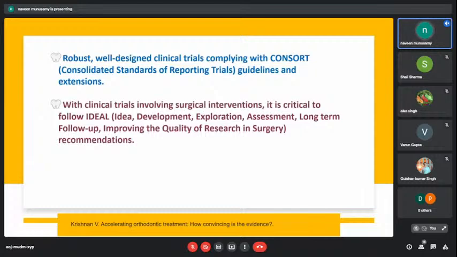Remember, it is critical to follow IDEAL. What is IDEAL? IDEAL is idea, development, exploration, assessment, long-term follow-up, improving the quality of research and surgery. Long-term follow-up is again very important. Till now, none of the studies on this acceleration of tooth movement has shown long-term effects. Till we are clear about long-term effects, we cannot apply this method in our clinical practice.